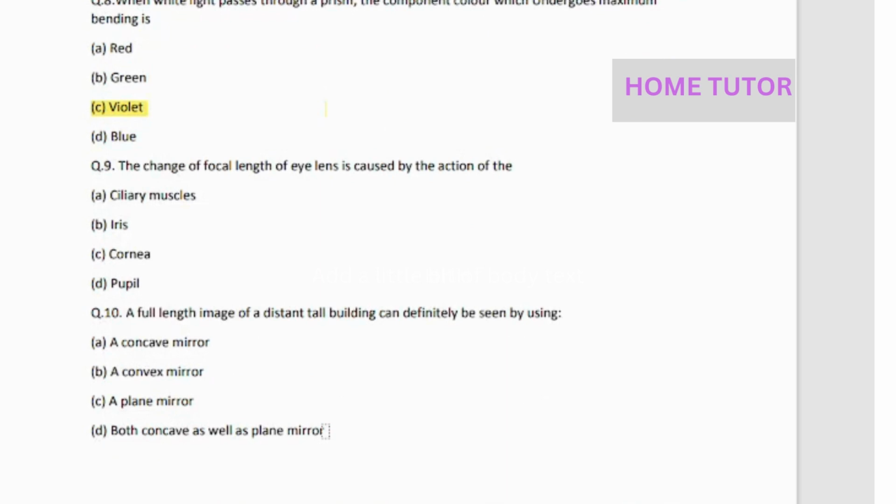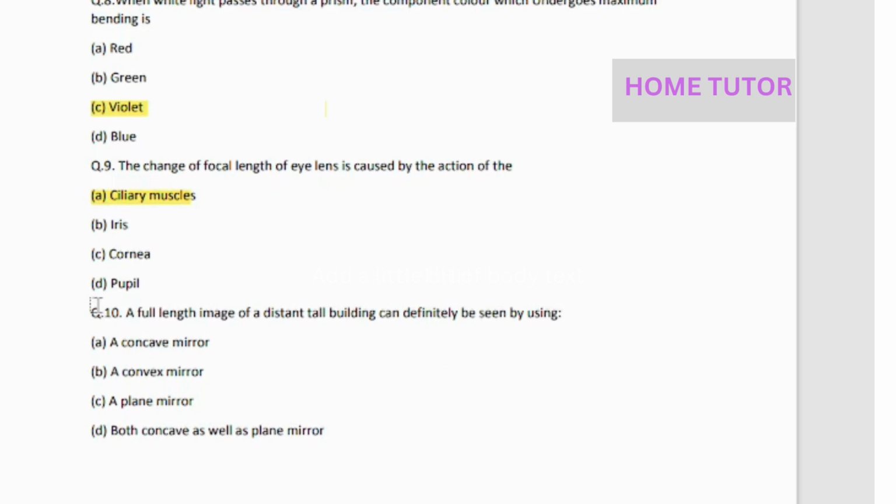Next question, question number 9. The change of focal length of the eye lens is caused by the action of the option A ciliary muscle, option B iris, option C cornea, and option D pupil. So the answer is option A, ciliary muscle. The relaxation or contraction of ciliary muscles changes the curvature of the eye lens.